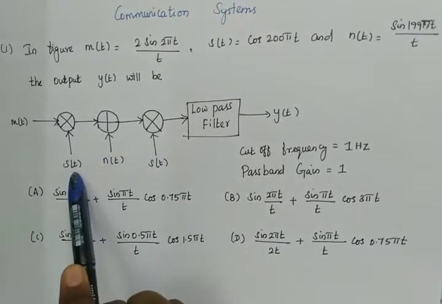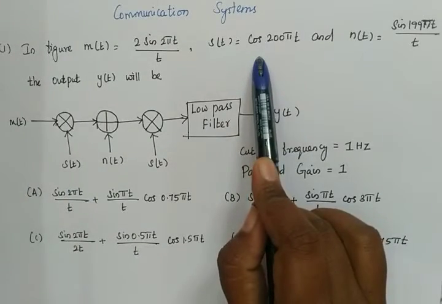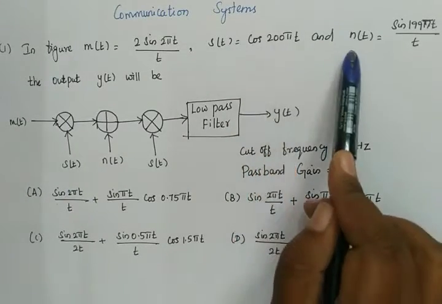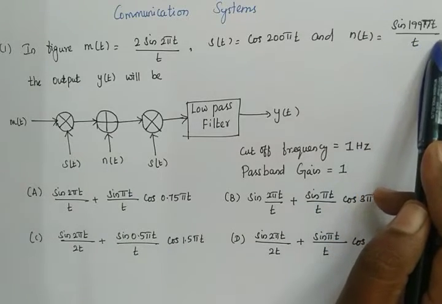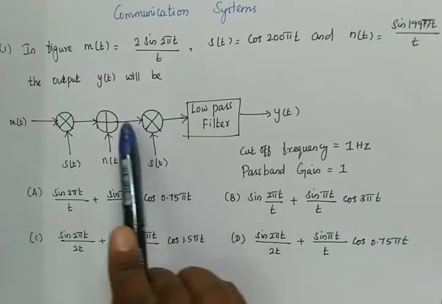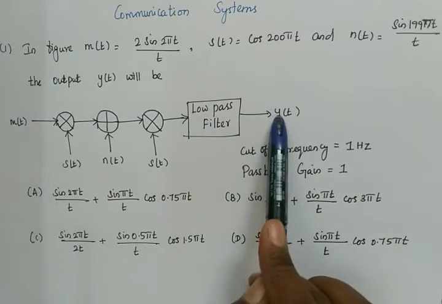S of t is given as cos 200 pi t, and n of t is equal to sine 199 pi t by t. Now what we have to find is the output y of t.